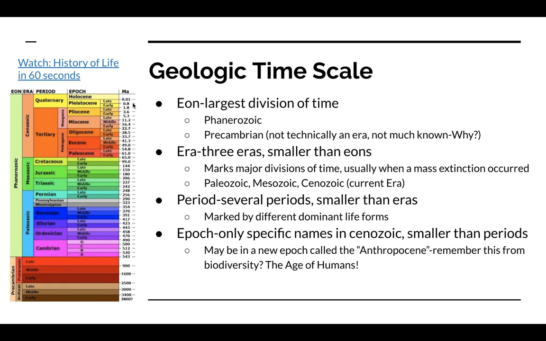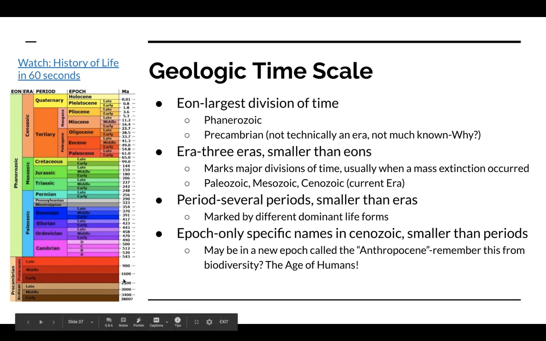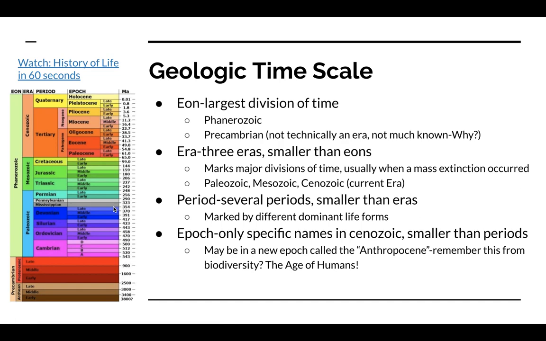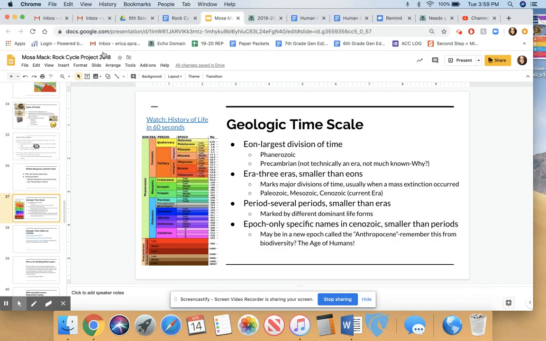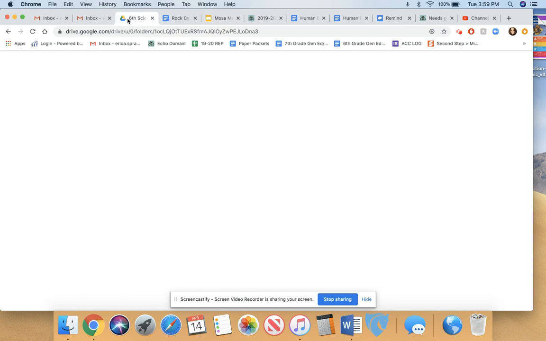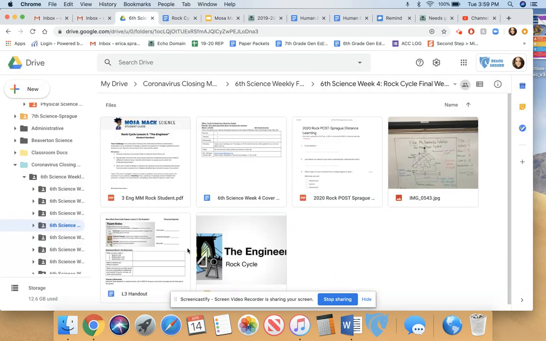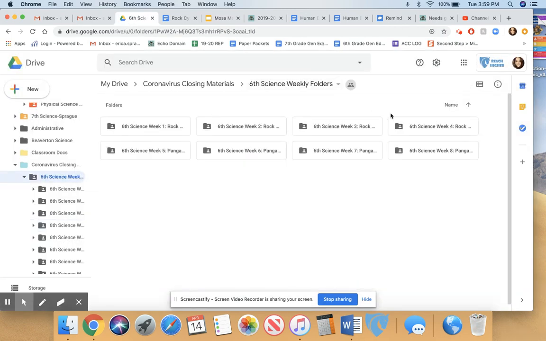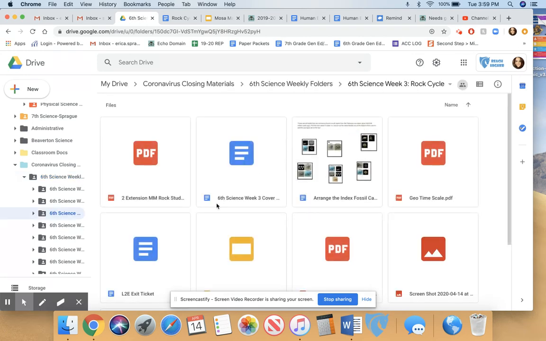Now, on this particular geologic time scale, you can see how many millions of years ago each of these divisions of time occurred. So I'm going to zoom back out and I'm going to show you real quickly a different geologic time scale that you may see.